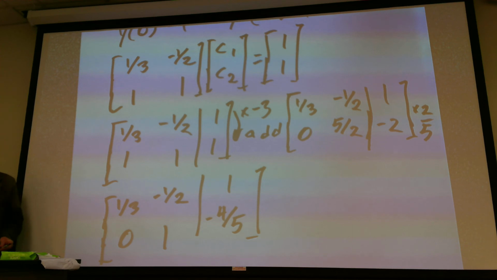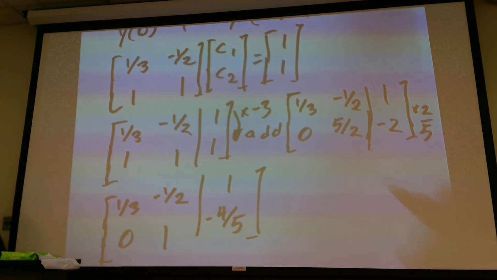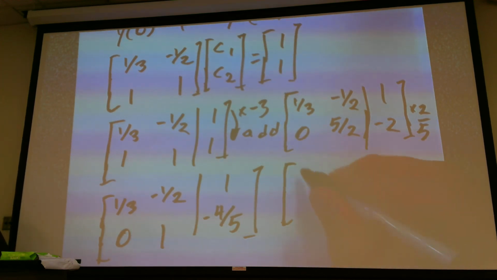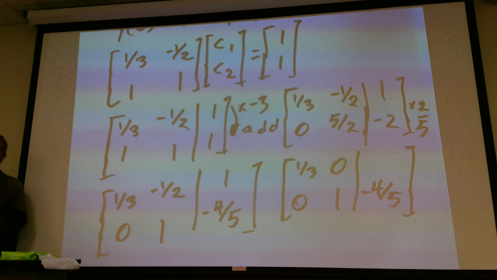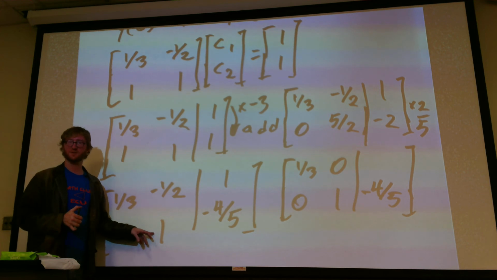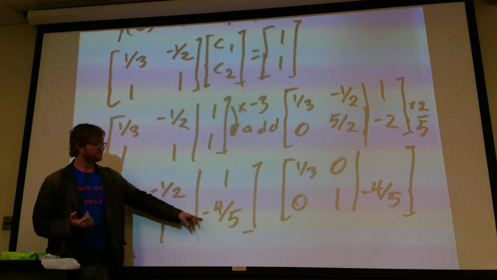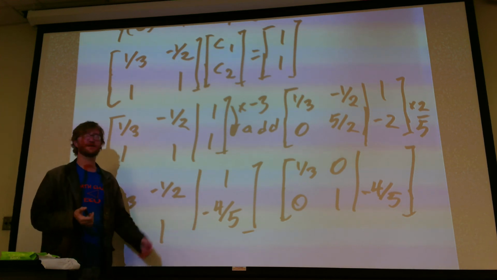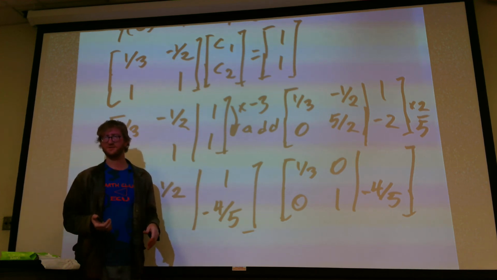Okay, so at this point of the problem, we need to eliminate the negative 1/2. So we're going to multiply the bottom row by 1/2 and add upwards. That would give us 1/3, 0, 0, 1, negative 4 divided by 5. Now we have to consider that position over there. If I take negative 4 over 5 and multiply it by positive 1/2, it's going to give me negative 2 over 5. And negative 2 over 5 plus 5 over 5 is 3 over 5.